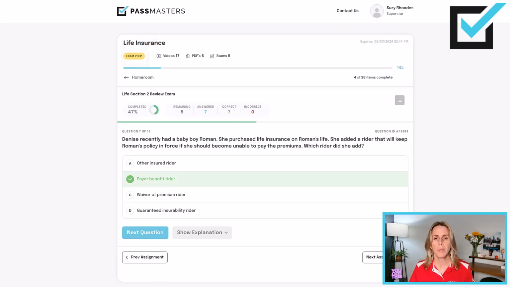So waiver of premium is added to a policy owned on your own life. When you own a policy on the life of a child, in the event of the payor's death or total disability, the premium is waived. The payor benefit rider.